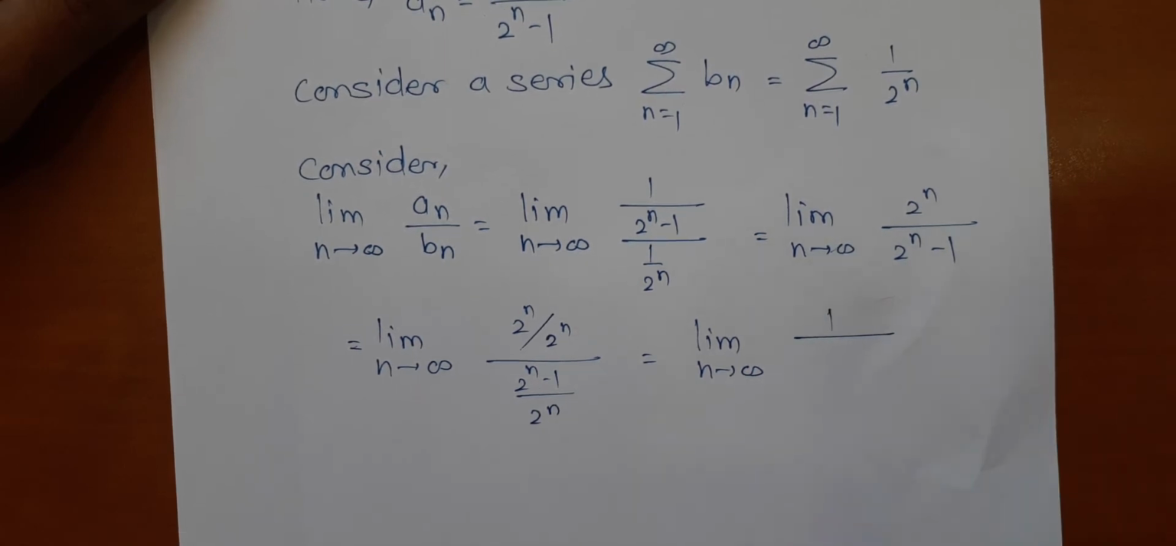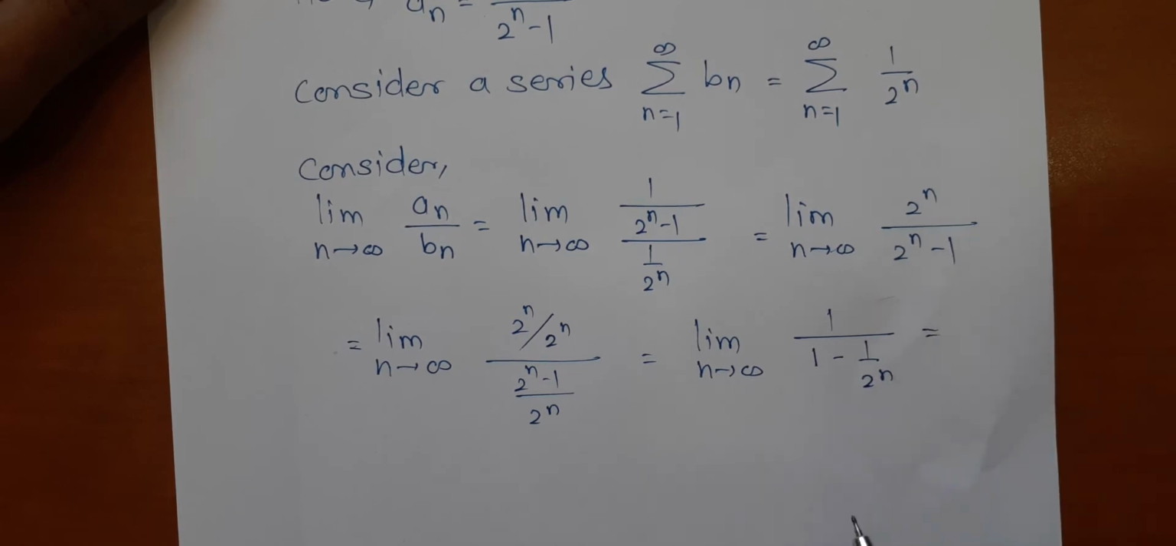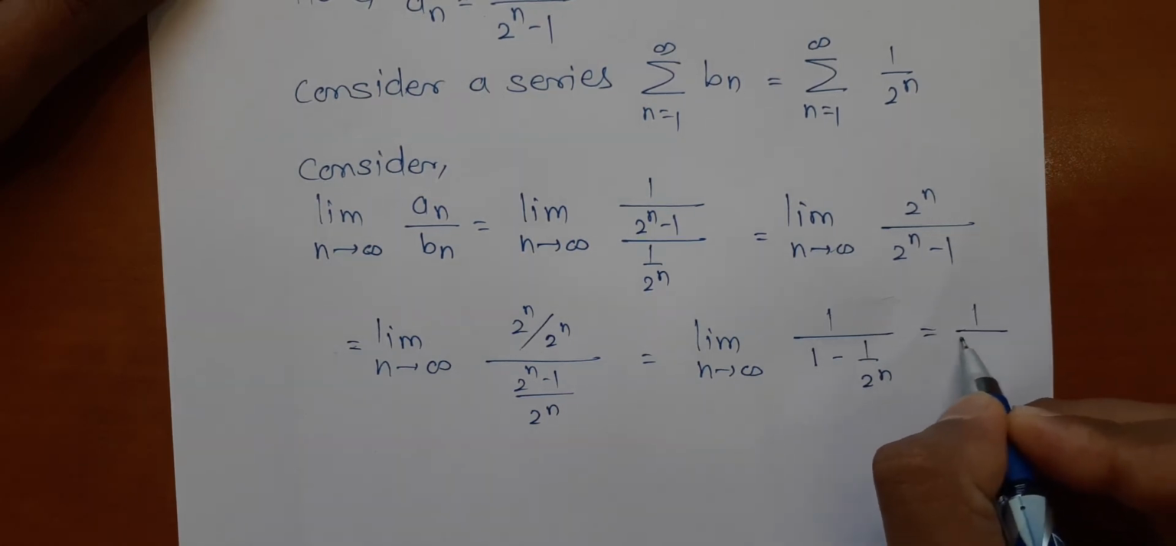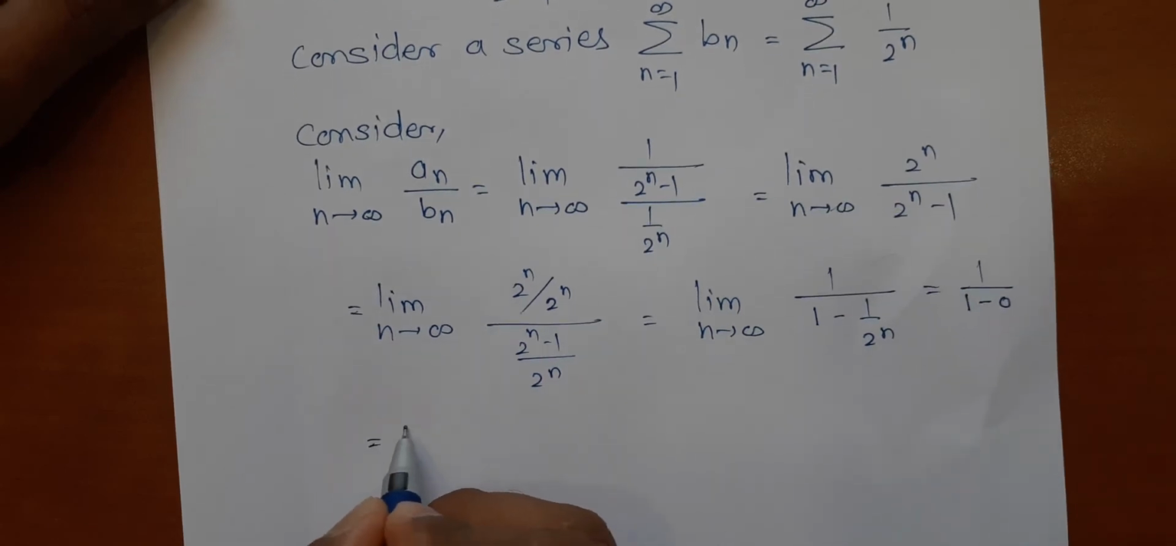You will have 1. And what will happen in the denominator? You can divide separately. So 2 raised to n upon 2 raised to n will get cancelled, and you get 1 upon 2 raised to n. So when you apply the limit, 2 raised to n will go to infinity. 1 upon infinity is 0. That means after applying the limit, you will have 1 upon 1 minus 0. So this is equal to 1.